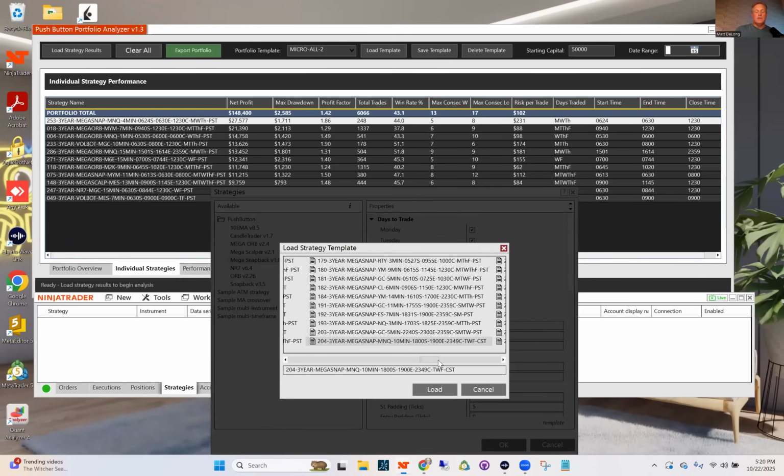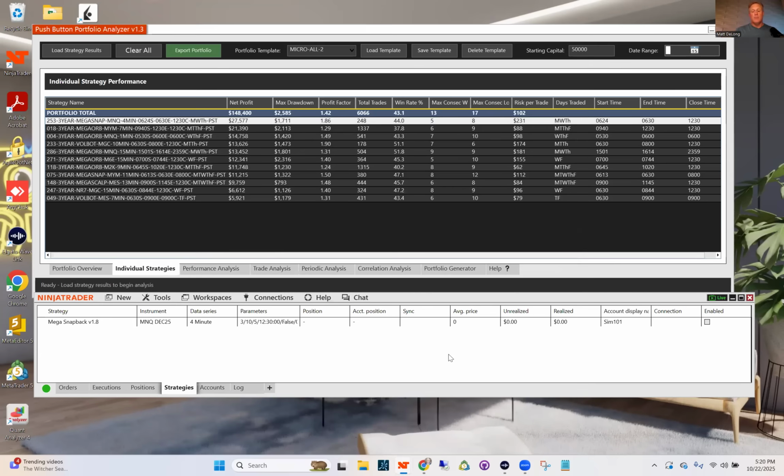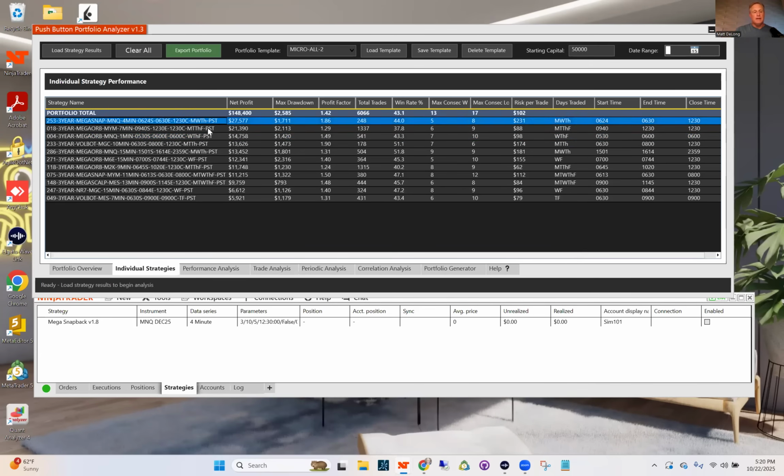So I'm going to go find 253, 253. There we go, boom. Click load. All my settings are defaulted. The only thing I have to do is tell it, if I have multiple accounts, what account do I want to run it in? And then I click go. Boom, easy. And you basically repeat this same exact process for the rest of them.